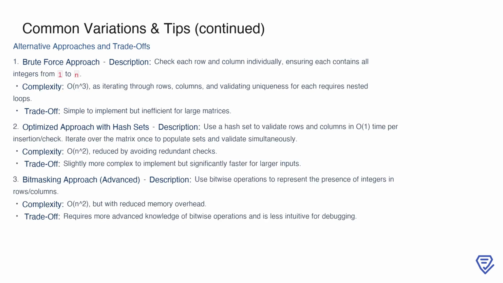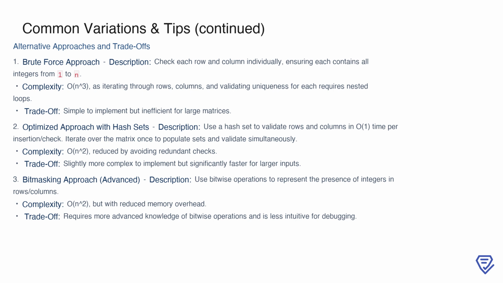There are multiple approaches to solving this problem, each with its own trade-offs. A brute force approach involves iteratively checking each row and column to ensure they contain all integers from 1 to n. While this method is straightforward, it has a time complexity of n cubed, due to nested loops and repeated validations, making it inefficient for large matrices.